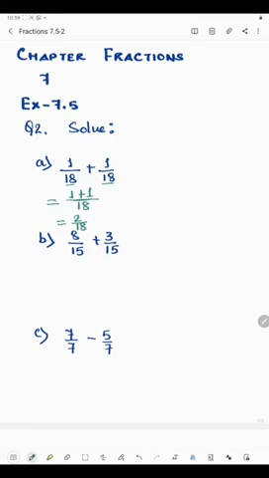Now 2 and 18 both come in the 2's table. So we can write 2 1s are 2, 2 9s are 18. So the answer will be 1 by 9. Now coming to the B part.